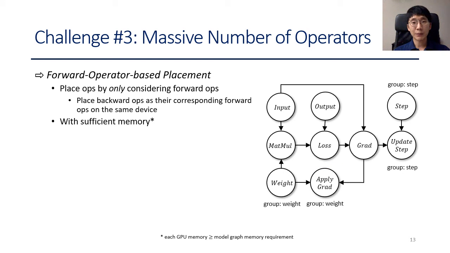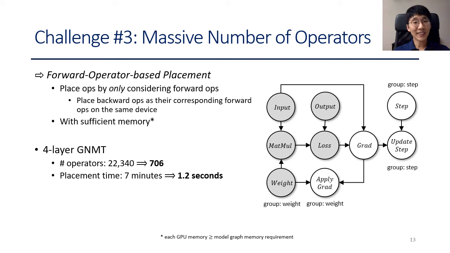To manage the massive number of operators further, we use forward operator-based placement. With sufficient memory, we can place operators by only scheduling forward operators, and then schedule backward operators to the devices where the corresponding forward operators are placed. With these techniques, we reduce the number of operators for 4-layer GNMT from 22K to 700 and placement time from 7 minutes to only 1.2 seconds.